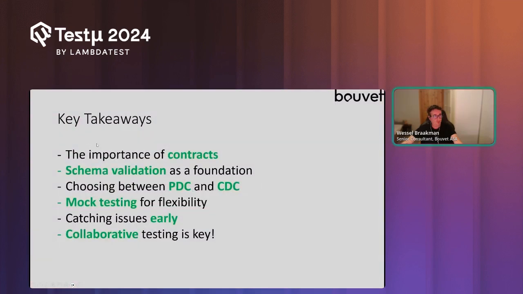Briefly, the key takeaways. I've talked about the importance of contracts. Schema validation is kind of the foundation, but definitely not covering everything, because it's only the structure and the data types we check. Choosing between PDC and CDC: please look at the one slide with the overview that I showed earlier. Mock testing can be used for flexibility and independent development. We are sure to catch issues early. And importantly, collaborative testing is key.